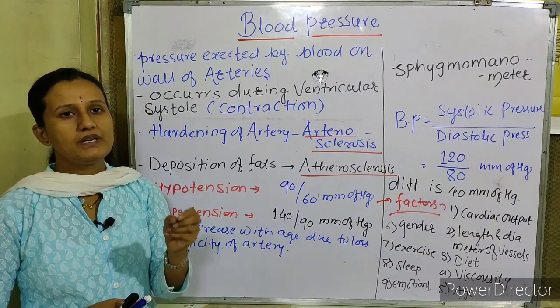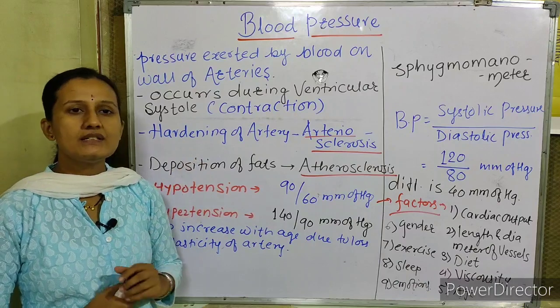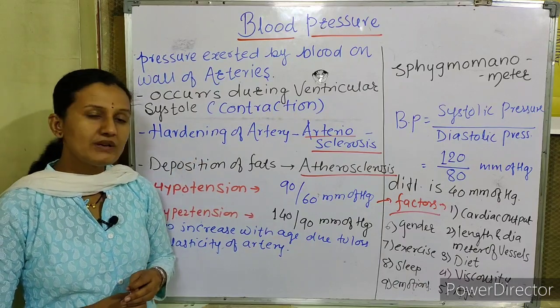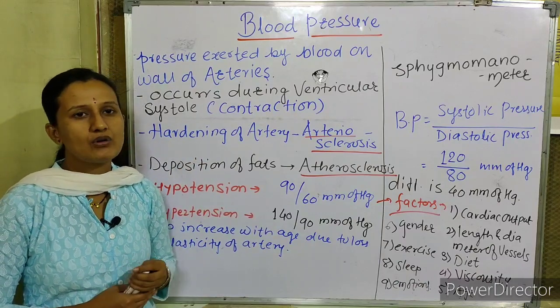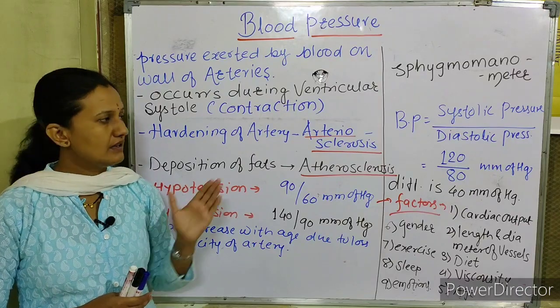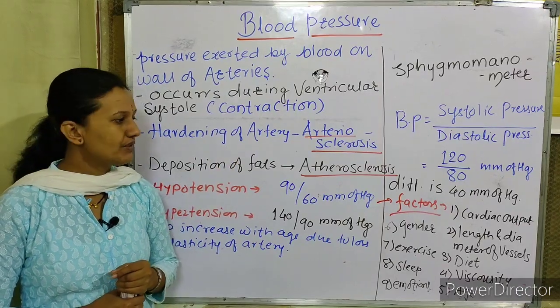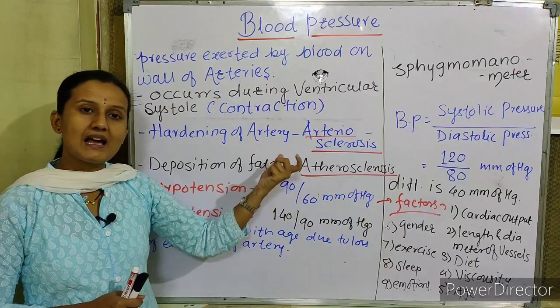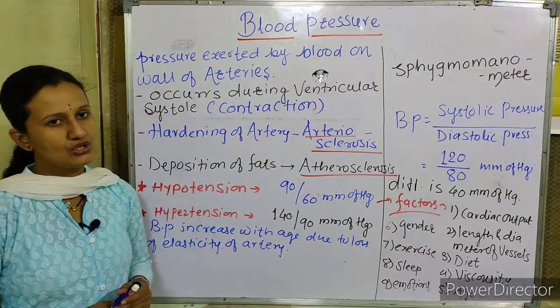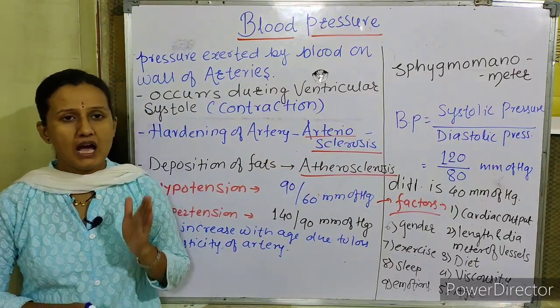कुठल्याही आजारामध्ये सर्वात पहिलं लक्षण काय चेक केलं जातं? What is the normal blood pressure? The normal blood pressure in an adult is about 120 divided by 80 mm of Hg. Then many factors are affecting the blood pressure. खूप सारे फॅक्टर आहेत जे ब्लड प्रेशरवर अफेक्ट करतात.